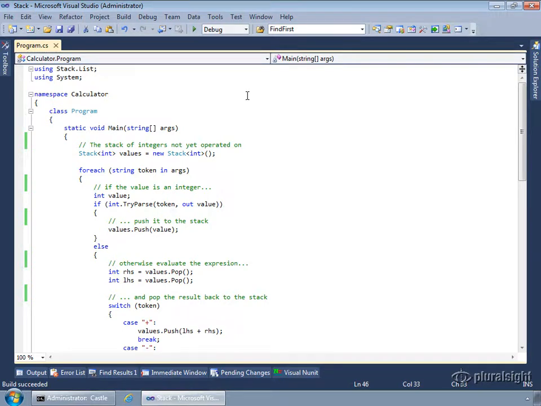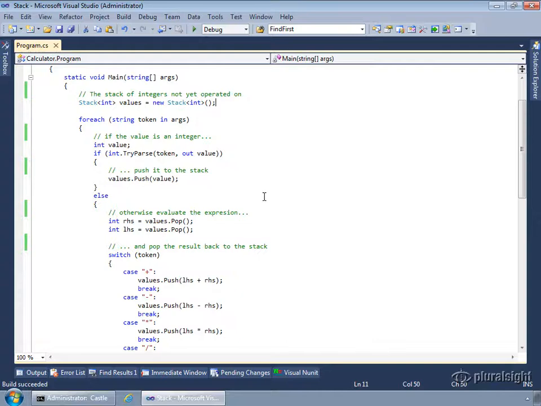Let's take a look at a postfix calculator written in C# using a stack. Now it's a pretty straightforward algorithm, and I've kept it all in one method, not to demonstrate good design techniques, but just to keep the example simple. So we start by allocating the stack. Now this is the stack where we're going to store the intermediate integer values that haven't yet been operated on.